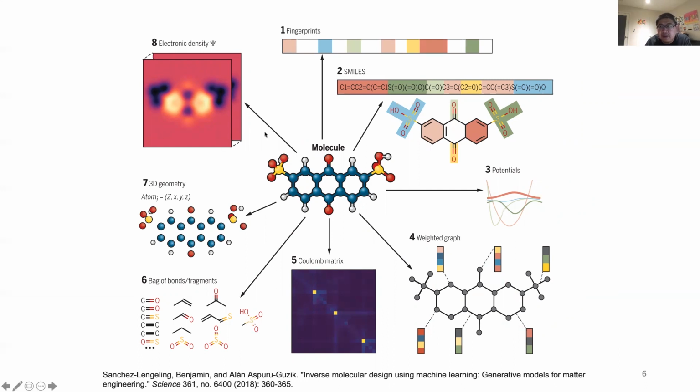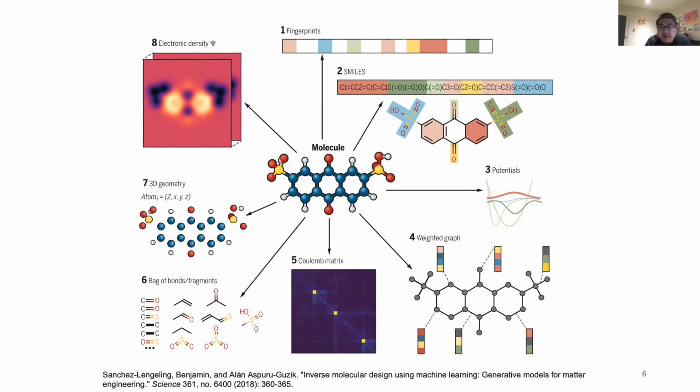Let's look at this paper. Look at this figure clockwise from the top. Number one is a fingerprint vector that quantifies the presence or absence of molecular environments. And number two is the SMILES strings. SMILES stands for Simplified Molecular Input Line Entry System, which uses simplified text encodings to describe the structure of chemical species. And third is the potential energy functions that could model the interactions and symmetries. And number four is a graph with atoms and bond weights.